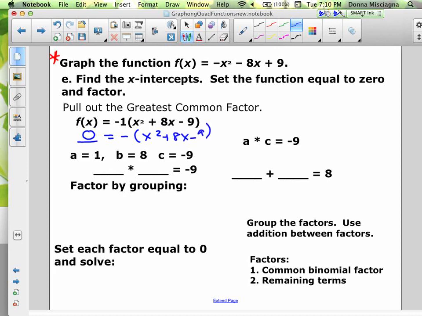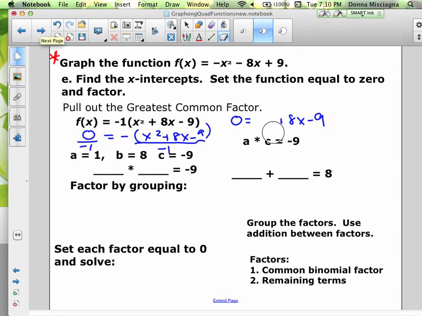Now we can simply divide both sides by -1. And now we have 0 equals x squared plus 8x minus 9. So it does make sense to divide everything by -1, so then you don't have to deal with a -1 later on. Right? It makes things easier. It's easier if x squared is positive. So now we have our a is 1, our b is 8, and our c is -9. And if we were to multiply a times c, we get 1 times -9.